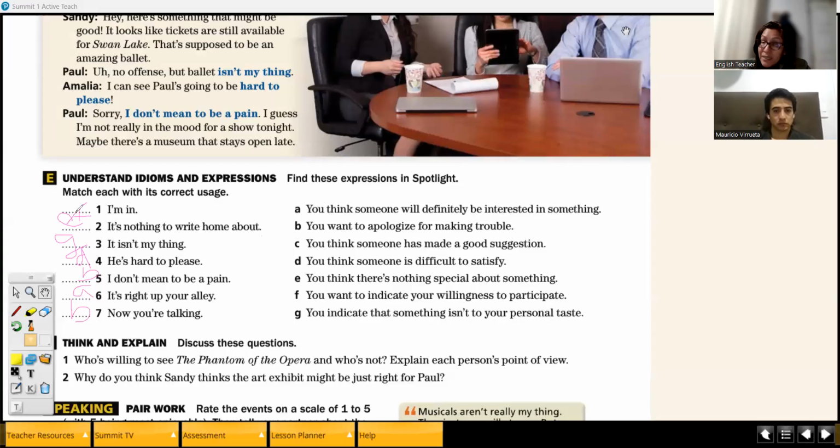"I don't mean to be a pain" is very polite. Some people say, "I don't mean to be a pain in the ass." That is not very polite, but people use it. And it has the same meaning. Someone that is hard to please is also very common. And "now you're talking" is also an expression that you are saying that something that person says, you agree or you like it. Okay, so those are some phrases that you can use because they can fit any place that you want.